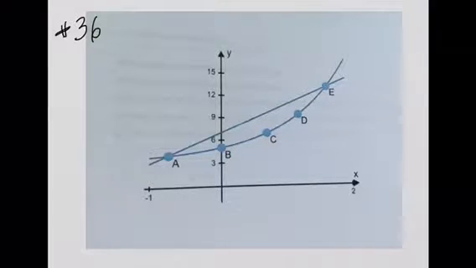Okay, this is a tutorial for problem number 36 on the Exam 2 review homework. And this is the graphic that you have to look at. It says which point below marks the place where the exponential function has a rate of change equal to the rate of change of the line.